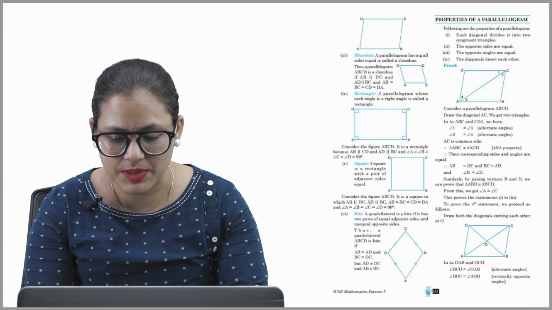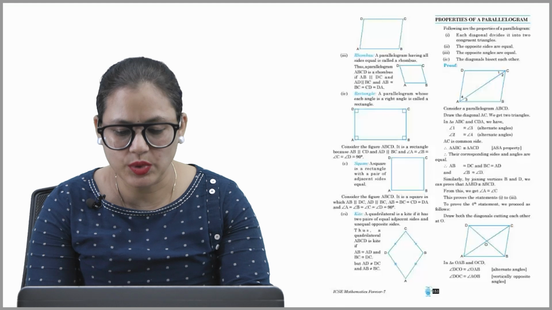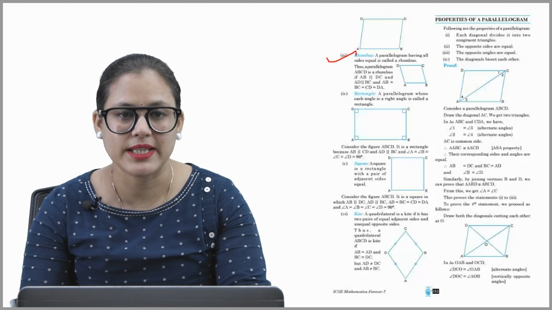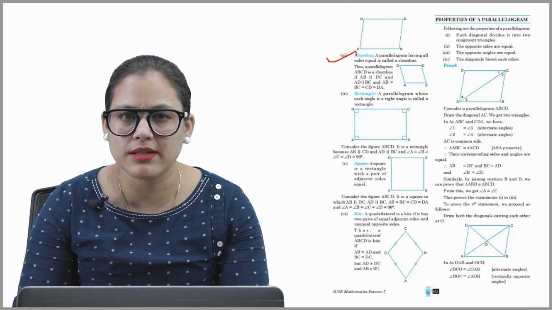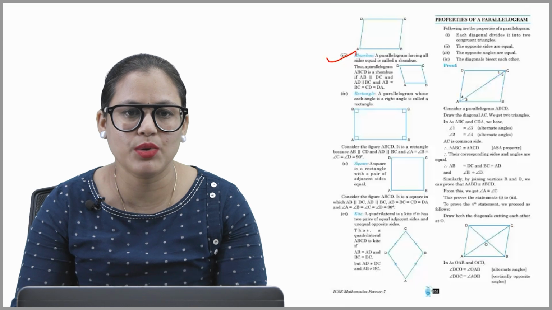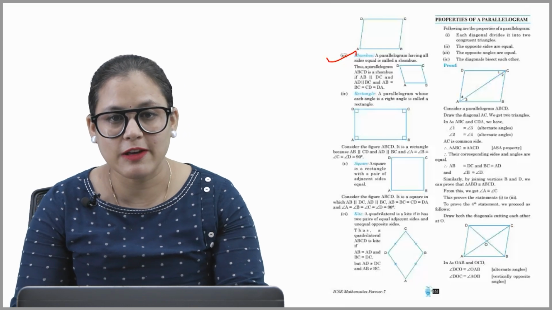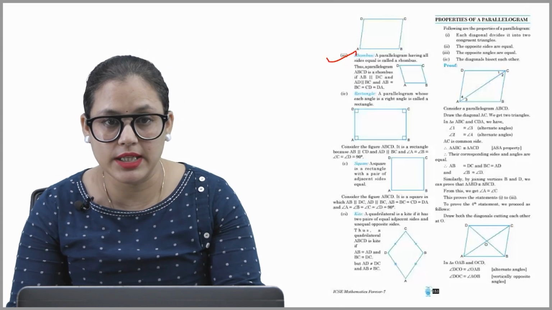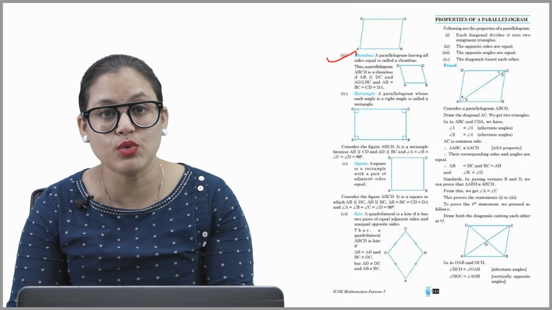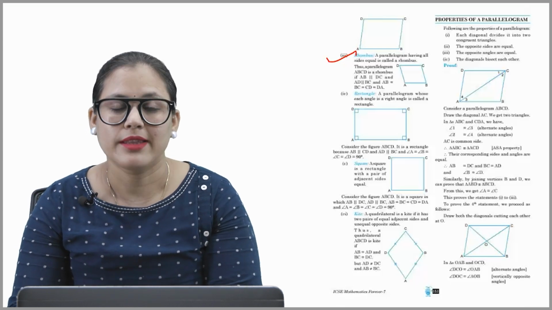See, AB is parallel to CD, AD is parallel to BC, right? Number 3 is rhombus. A parallelogram having all sides equal is called a rhombus. Thus, parallelogram ABCD is a rhombus if AB is parallel to CD and AD is parallel to BC and also all 4 sides are equal, then it is a rhombus.